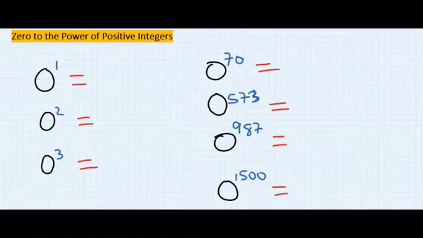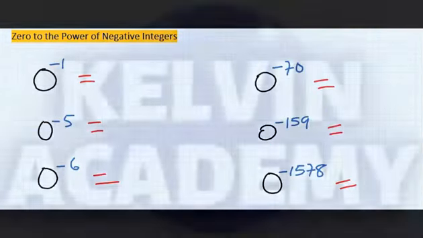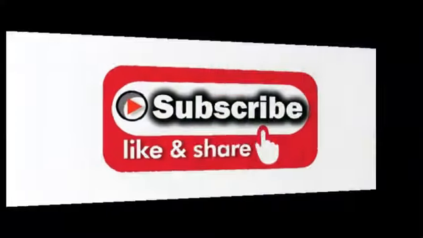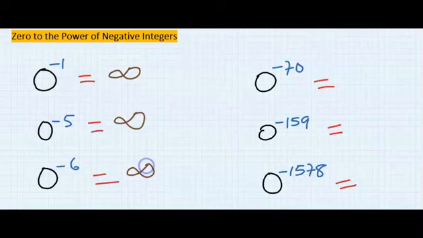0 to the power of a positive integer. 0 to the power of any positive integer definitely will return 0. It doesn't matter what number it is, as long as it's not 0 and it's not negative, it will return 0. 0 to the power of a negative integer. 0 raised to any negative integer is not allowed in mathematics. It does not exist. Hence, it is absolutely undefined whenever 0 raises a negative.